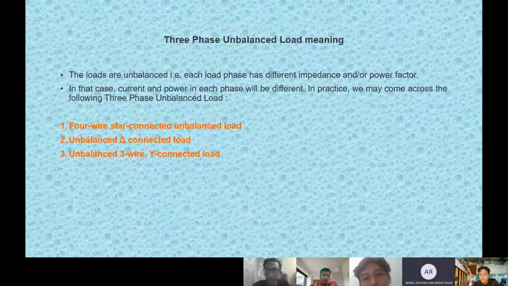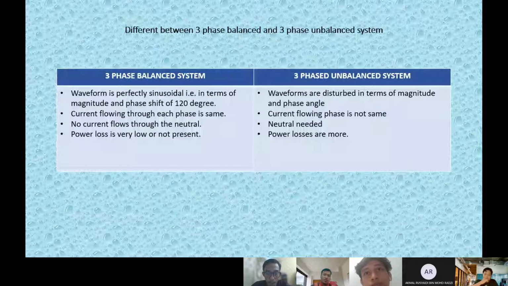Yeah. Okay, so these are the three cases that we apply as the example of the three-phase unbalanced load. Three cases, yes. Okay, next. This is the difference between three-phase balanced and three-phase unbalanced systems.